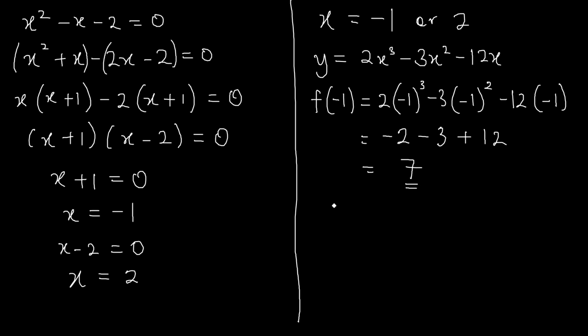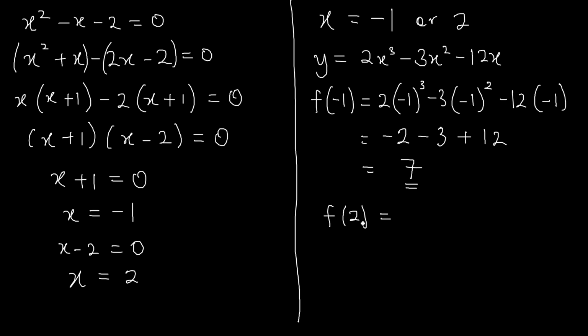But let's not write that yet. Let's solve for our next turning point. Because remember, I've gotten 2 values for x. So if you've gotten 2 values for x, that means we will get 2 values for y. And that will also mean that we'll have 2 turning points.